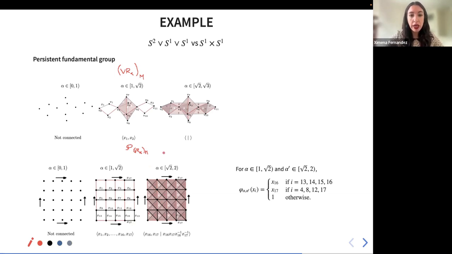And in terms of the morphisms, this morphism is trivial. So you have morphisms of presentations. Here every generator goes to 1, and here every generator is mapped to x16 in some cases, x17 in some cases, or 1. The morphisms are related to the internal collapses. So you can reconstruct the morphisms, and these morphisms are related to the internal collapses.